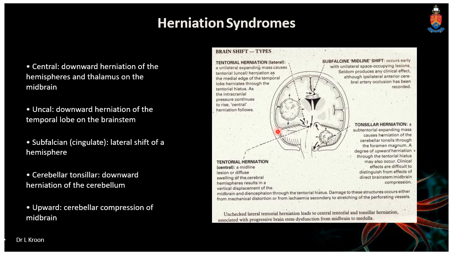So I'm going to go through some herniation syndromes now. The first is central herniation, which is downward herniation of the hemispheres and thalamus onto the midbrain, causing mass effect on that RAS. The second is uncal herniation. This is a downward herniation of the temporal lobe onto the brainstem, also known as the lateral herniation syndrome. Again, this is lateral mass effect down on the brainstem, affecting the reticular activating system.